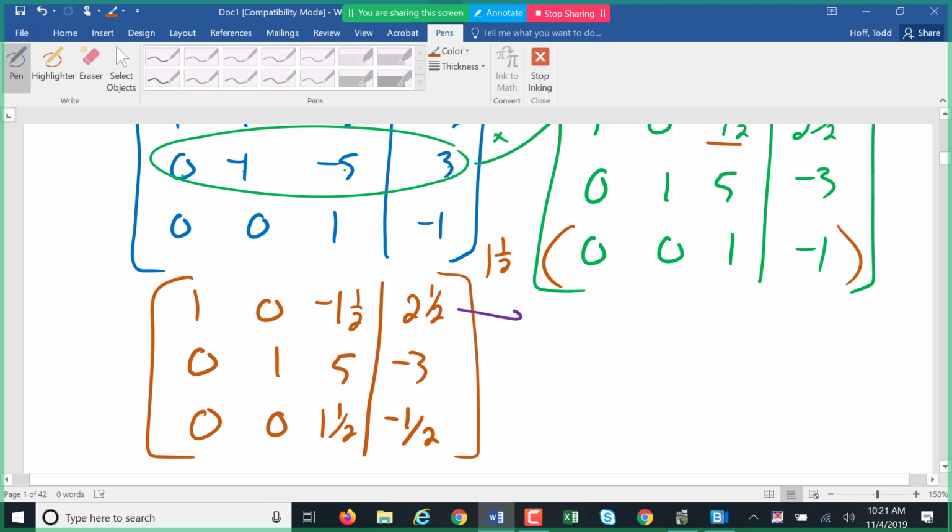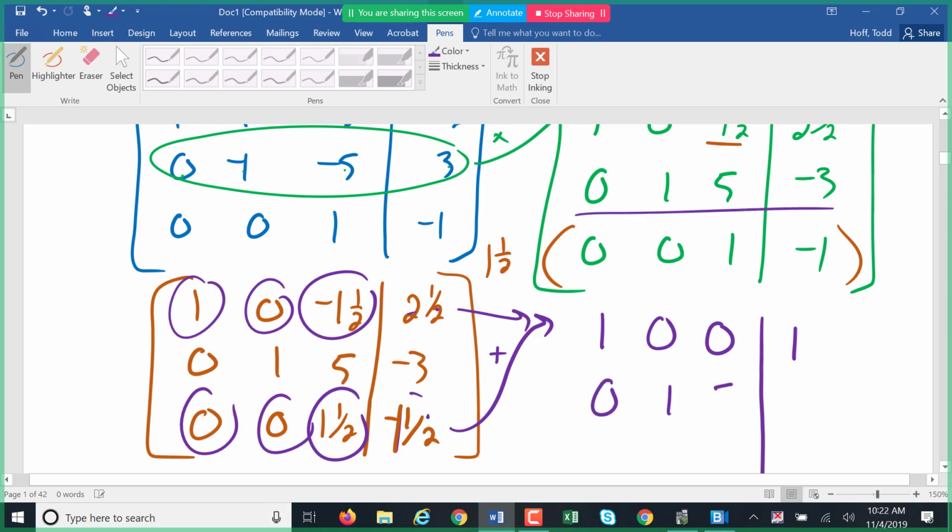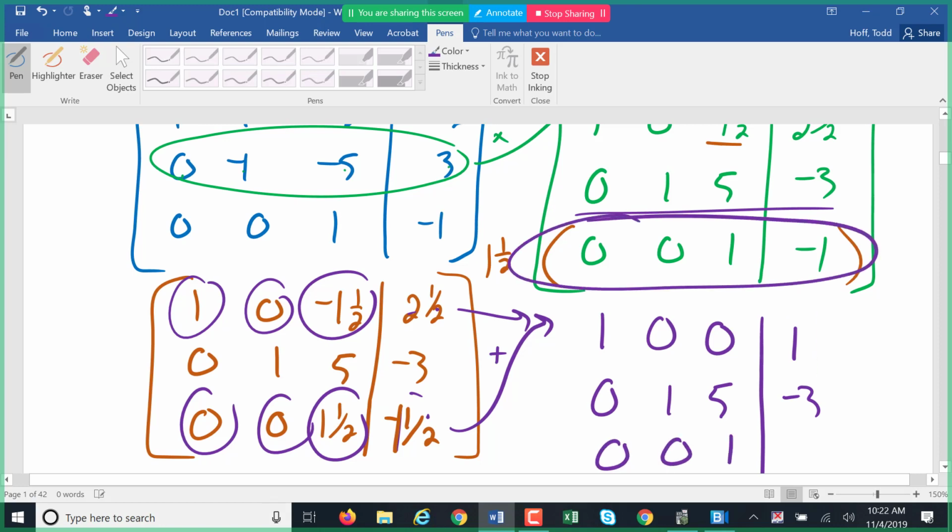Now what I'm going to do is combine the top row with that bottom row. I'm going to replace the top row. So 1 plus 0 is still 1. 0 plus 0 is still 0. -1.5 plus 1.5 is also 0. 2.5 plus -1, yeah, that was -1.5. I wrote it wrong. 2.5 plus -1.5 is +1. My middle row is not changed: 0, 1, 5, negative 3. My bottom row, I'm going to go back to what it was before I multiplied it. So 0, 0, 1, negative 1.